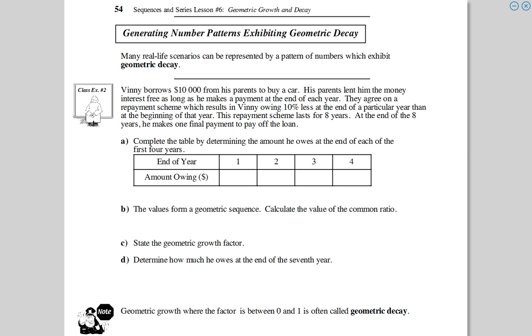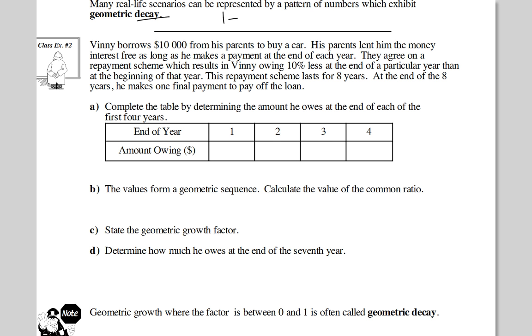Okay, so that last page was growth. Now we're into decay. For decay, we're looking for 1 minus something, or 100% minus some percent. Here Vinny is borrowing 10 grand from his parents. He's got to pay it back. They agree on a payment scheme saying Vinny will owe 10% less at the end of a particular year. This repayment scheme lasts for 8 years. At the end of the 8 years, he makes one final payment to pay off the loan.